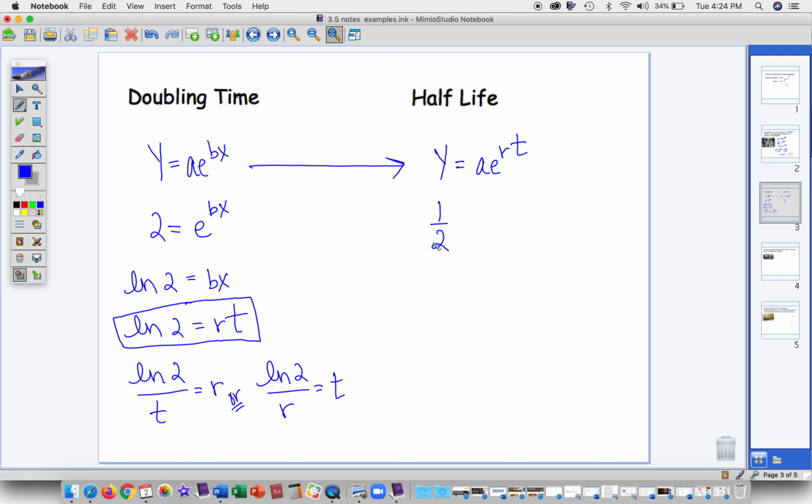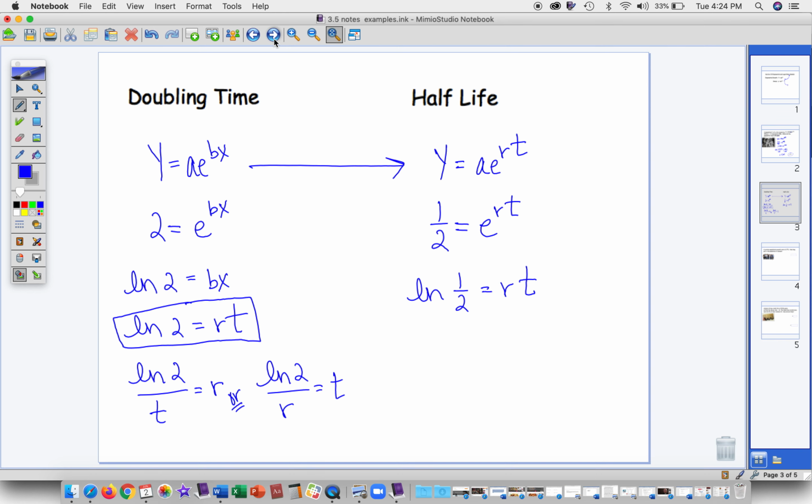So when we divide, we would get a half. So now half is equal to e to the RT. So if I take the natural log of 1/2, or 0.5, that's equal to rate times time. So again, depending on what you're asked for, you would either need to know the rate or the time to divide and solve for the other part.